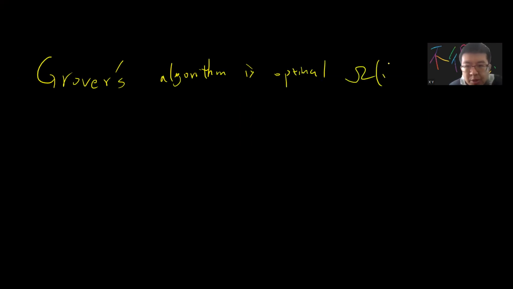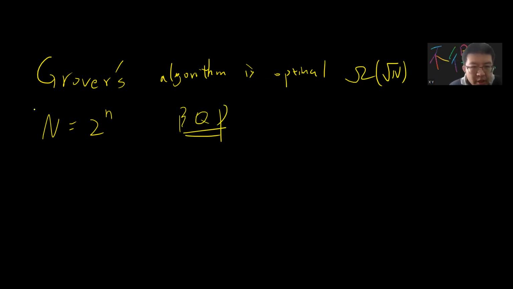So the query complexity is optimal. For example, say capital N is 2 to the n. No matter what kind of quantum algorithm you have, you can only solve this in Omega of square root of N queries if you only have access to standard quantum computing, that is BQP. This is proved by a group called BBBV.